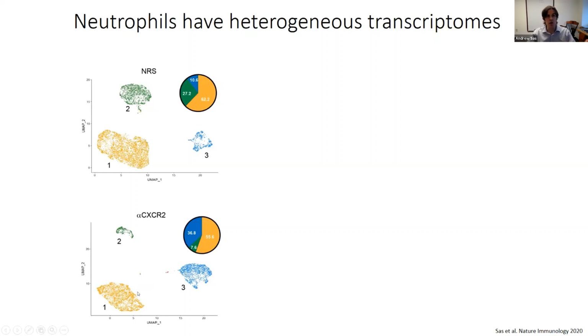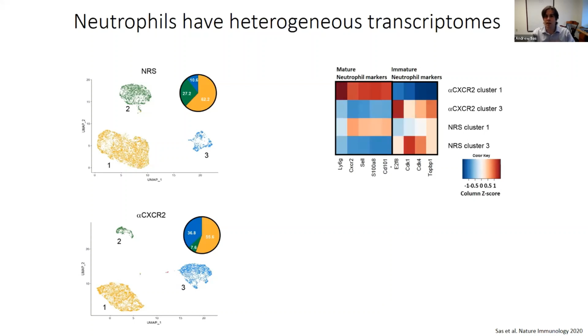And what you can see just visually looking at this UMAP plot is that population 1 is much higher in the control treated group, and population 3 is much higher in the anti-CXCR2 group. And when we look at this by individual markers looking at maturity or immaturity, the neutrophils found in cluster 1 of the anti-CXCR2 or in the NRS had high expression of mature neutrophil markers, such as Ly6G, CXCR2, CD11b, S100A8, and CD101. However, this population 3 that was more enriched in the anti-CXCR2 treated mice had higher expression of the immature markers that we see in neutrophils. So these are all transcription factors associated with immature neutrophils in their early stages.